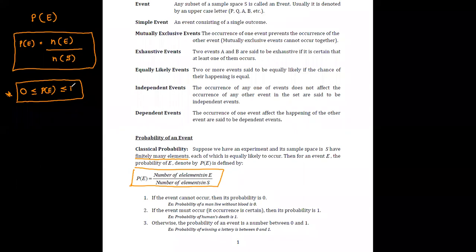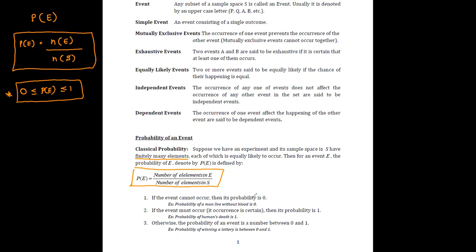If you know that the event can never happen, then the probability of such an event is equal to 0. As a simple example, the chance of a human being living without blood should be equal to 0. It is because we know that living without blood is not a possible event. That is why we can say that the probability of such an event is equal to 0. It means that the probability of a man living without blood is equal to 0.